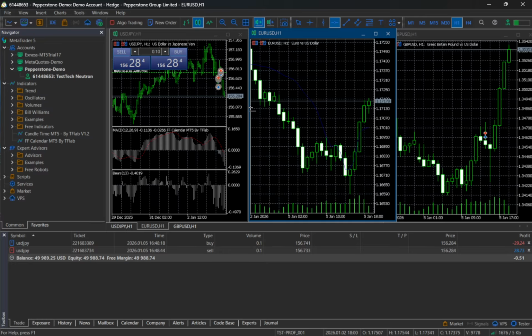Once the line appears, click and drag it with your mouse to position it precisely at the level you want. If it feels a bit off, zoom in so you can line it up more accurately with price.